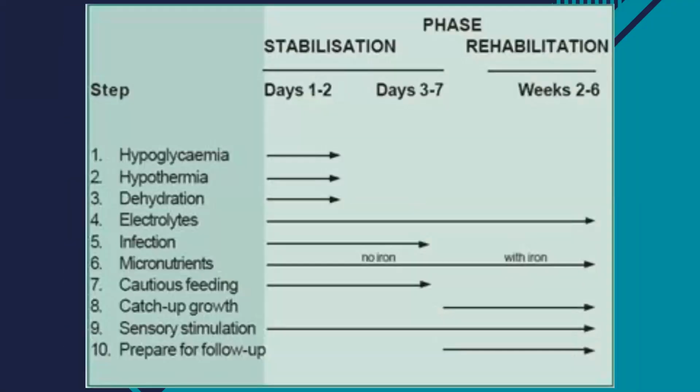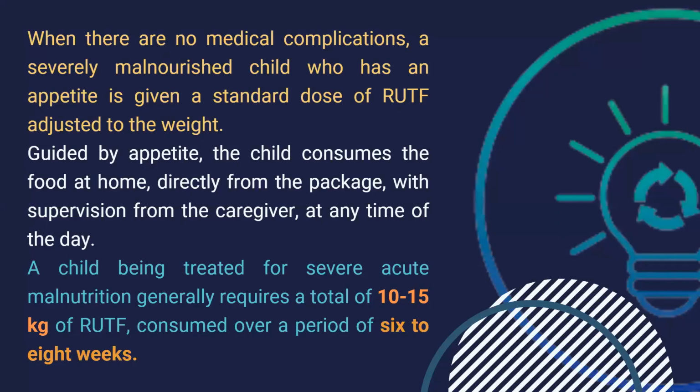The 10 steps are divided into 2 phases. The stabilization phase lasts from day 1 to day 7, and rehabilitation phase lasts from week 2 to week 6. When there are no medical complications, a severely malnourished child who has an appetite is given a standard dose of RUTF adjusted to the weight.